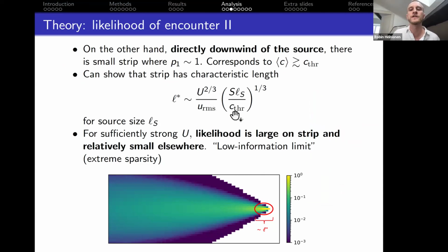L star has the following scaling. It goes as U to the 2/3 and C threshold to the -1/3. Here, LS is the source size. And the upshot of all this is that for a sufficiently strong mean wind, the likelihood is going to be large on this little strip and relatively small everywhere else.